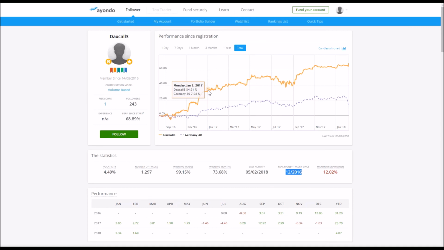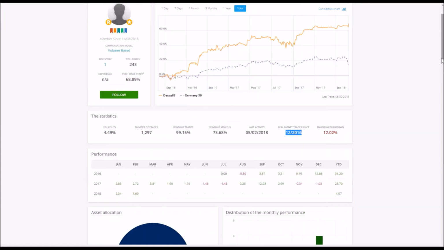But the DAX Call is one I've always followed, because he or she has always had a smooth P&L. We don't get the fantastic stellar returns, but it's interesting. Look at this. From the monthly returns and everything else, this person seems to have quite a professional attitude to trading.